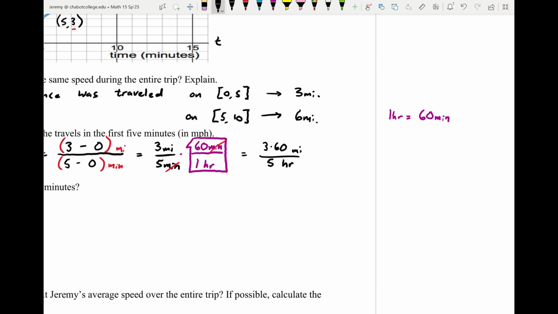And you can simplify this fraction, 3 times 60 divided by 5. The number we end up with here is 36 miles over 1 hour, or I could just write that as 36 miles per hour.